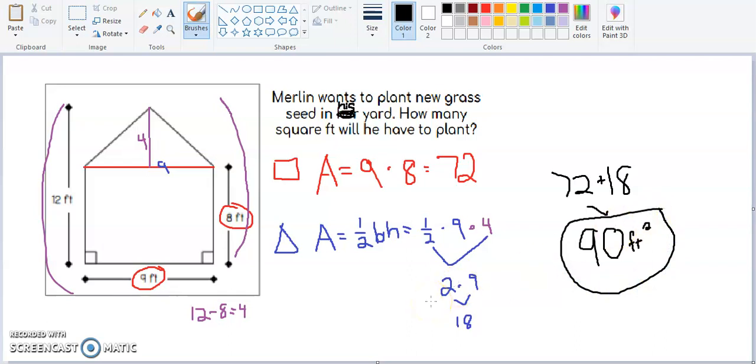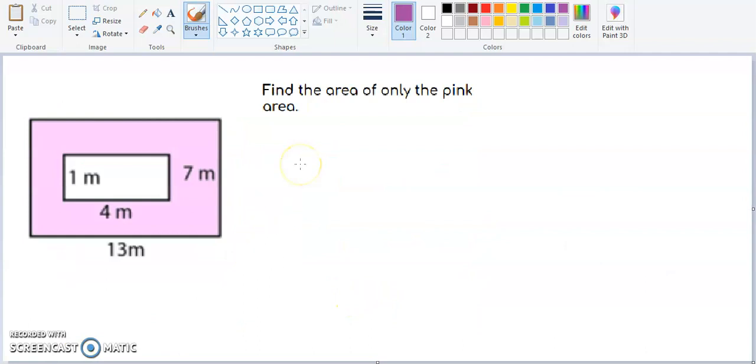Okay? We're going to go ahead and quickly take a look at our last problem. So this time I need to find the area of just the pink. So I can't split them into two different shapes because one shape is inside the other. So I'm going to start with my large rectangle. And it's going to be, again, base times height. So it's going to be 7 times 13, which is going to get me 91.